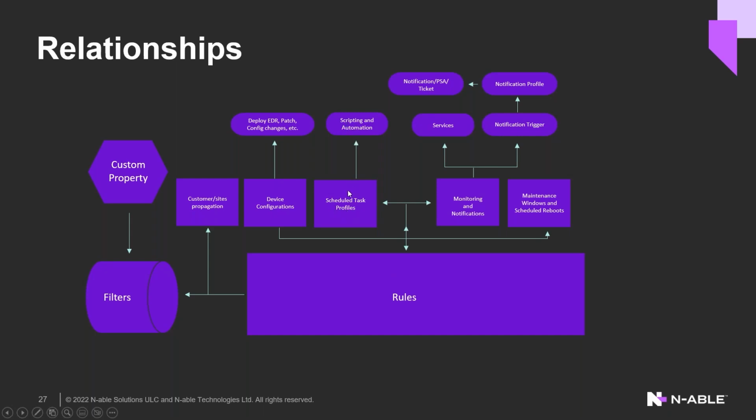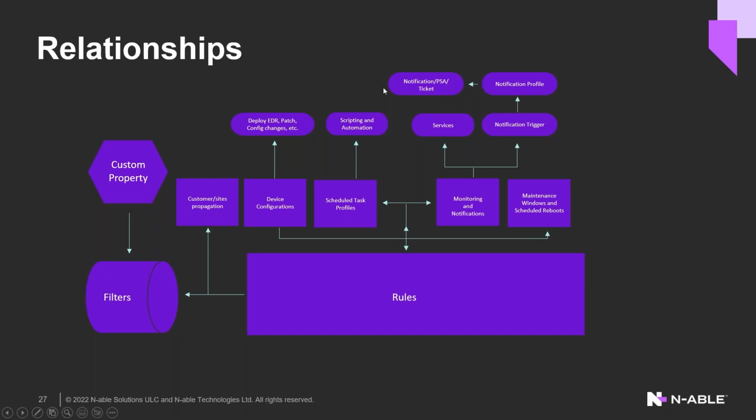This is why I use automation, scripting, and scheduled task profiles kind of interchangeably. Then you have things like monitoring and notifications. From there, you have the N-central services. Okay. And even below those services, there are called service items. I didn't want to include that, but there are. Those are the individual monitors within that service. And from here, you have things like notification triggers, the notification profile, notification PSA and tickets, right?